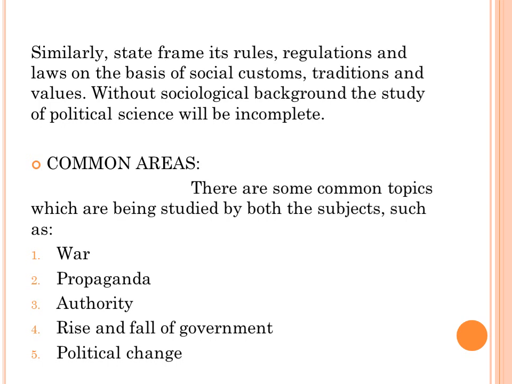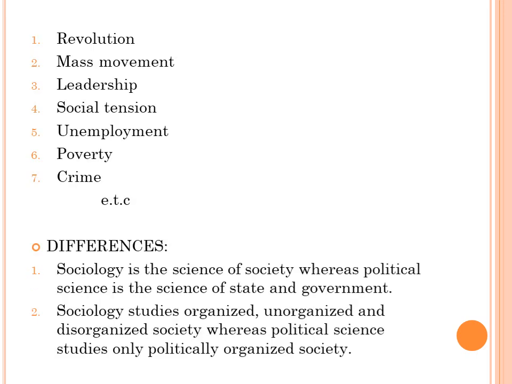Common areas for both the fields: there are some common topics studied by both subjects, such as war, propaganda, authority, rise and fall of government, political change, revolution, mass movement, leadership, social tension, unemployment, poverty, and crime, etc. Both these subjects, political science and sociology, are very similar and have mutual dependencies upon each other, although there are some differences as well. Some of the major differences are as follows.